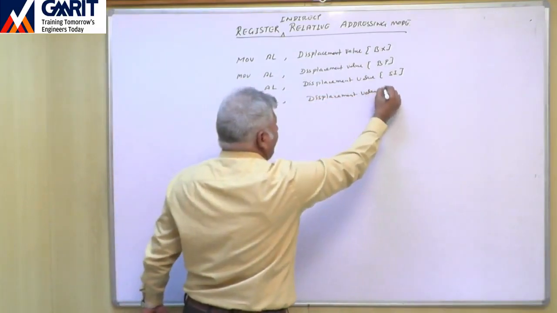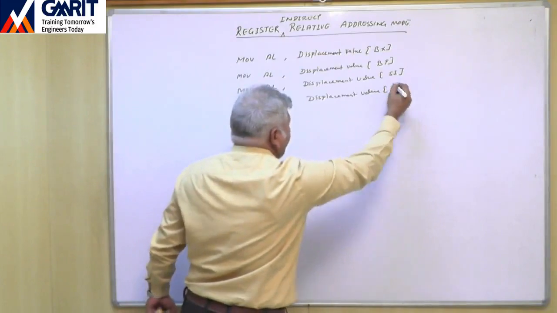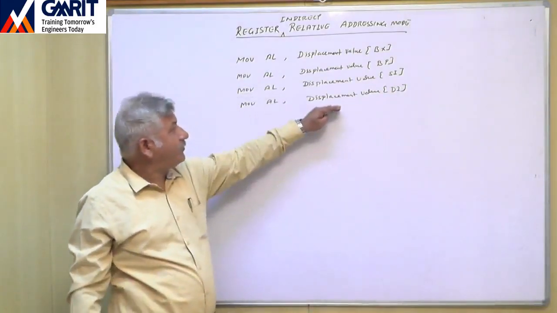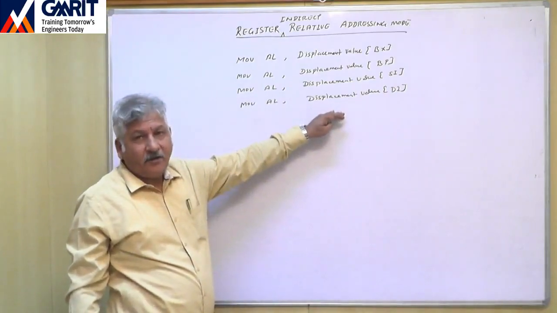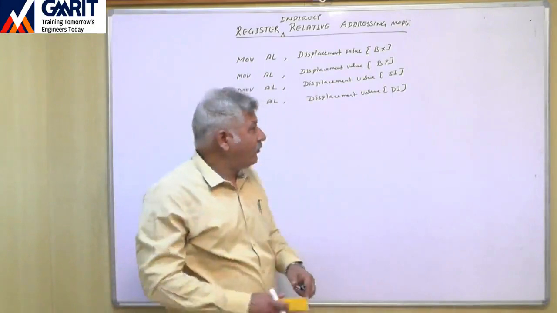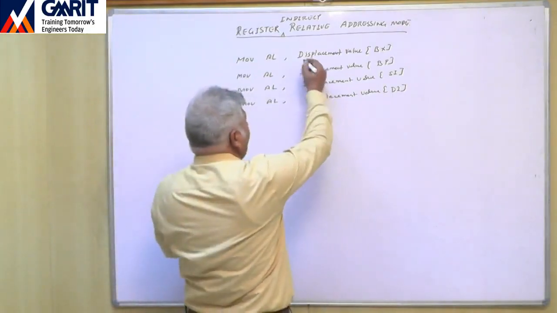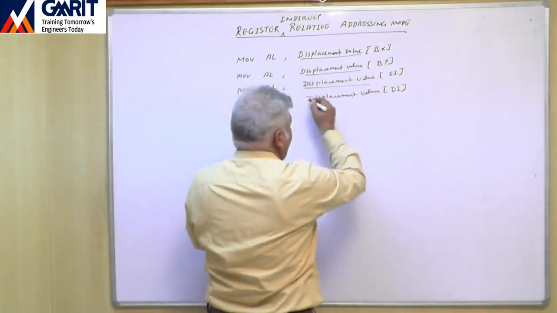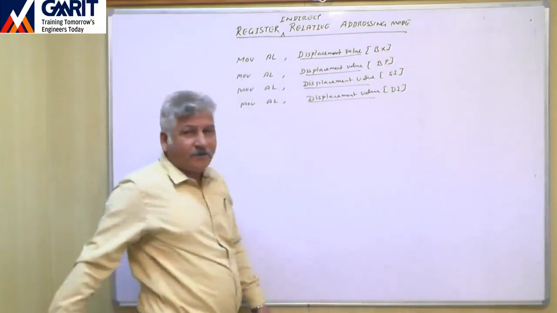displacement value DI. So if we compare this set of instructions with the instructions of register indirect addressing mode, the only thing is we have included here this displacement value, right? Otherwise the remaining thing is the same.